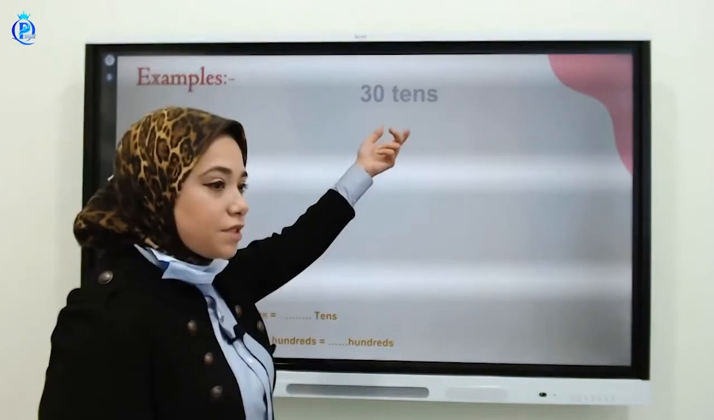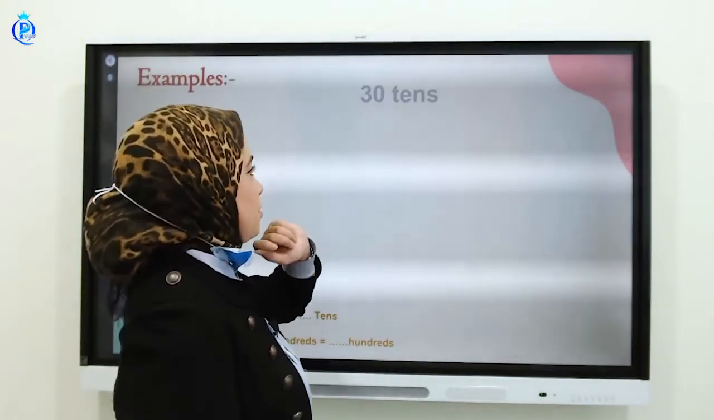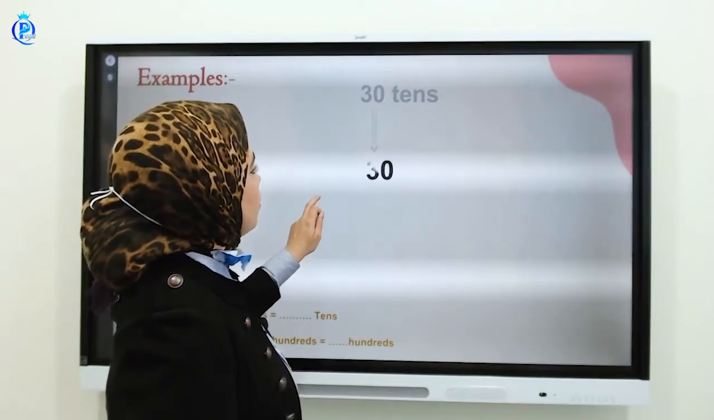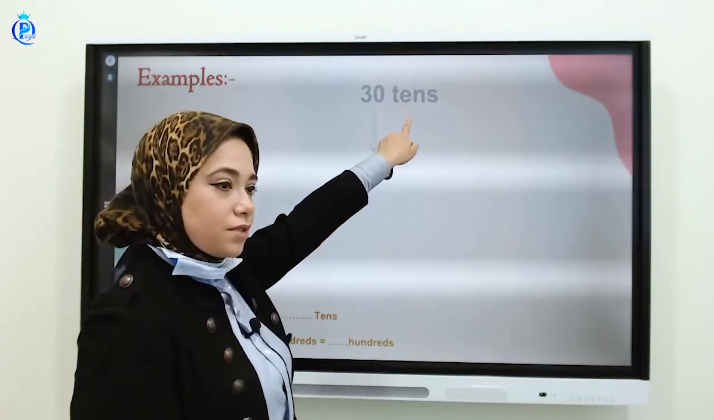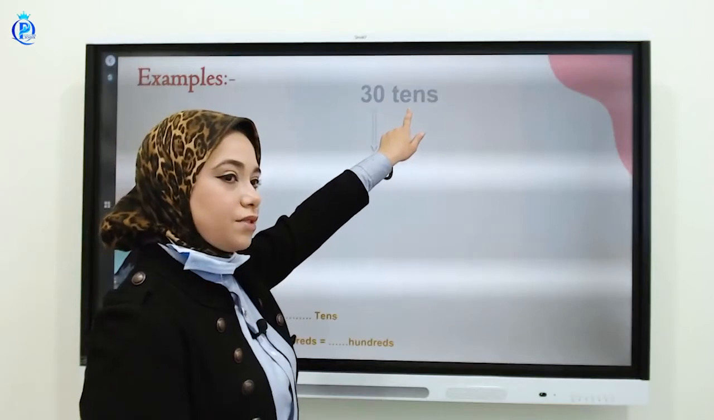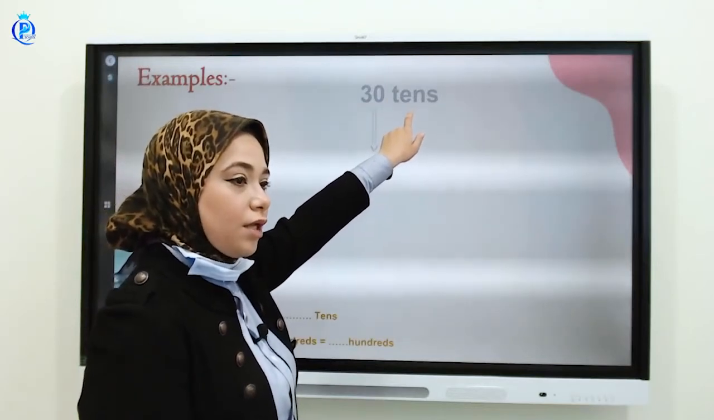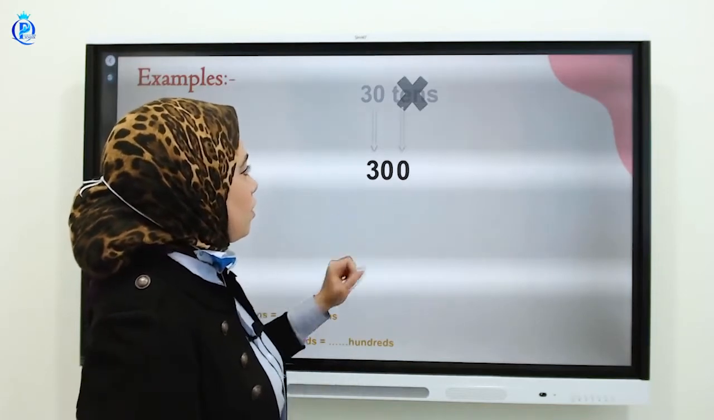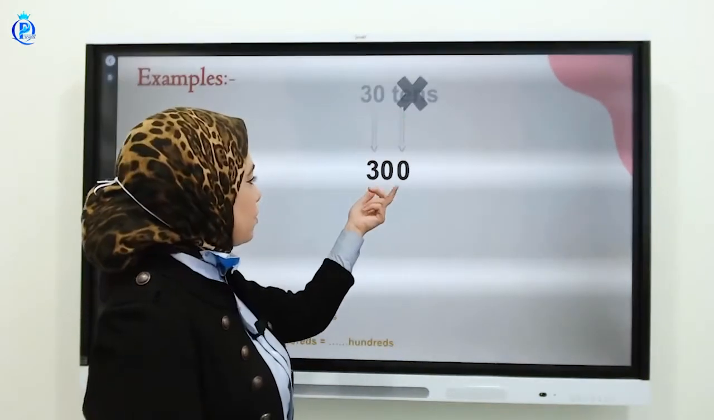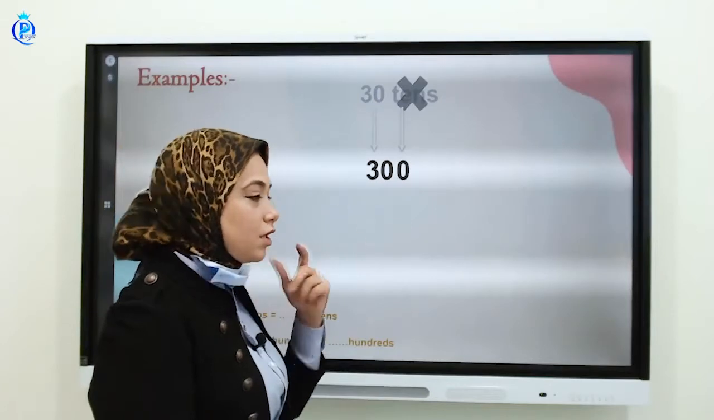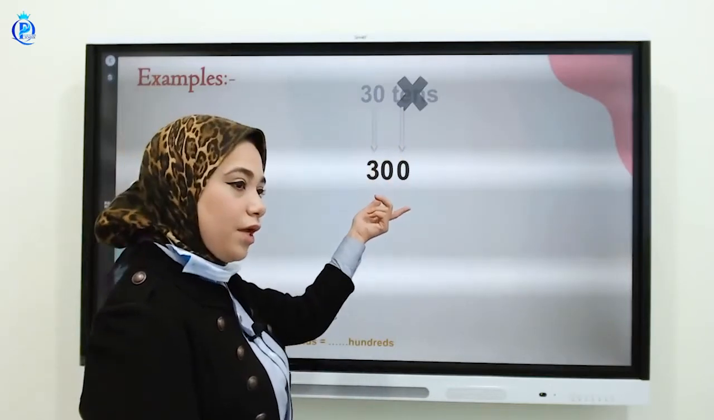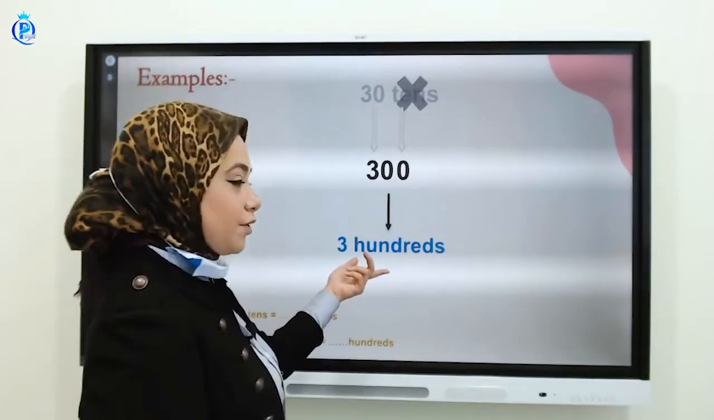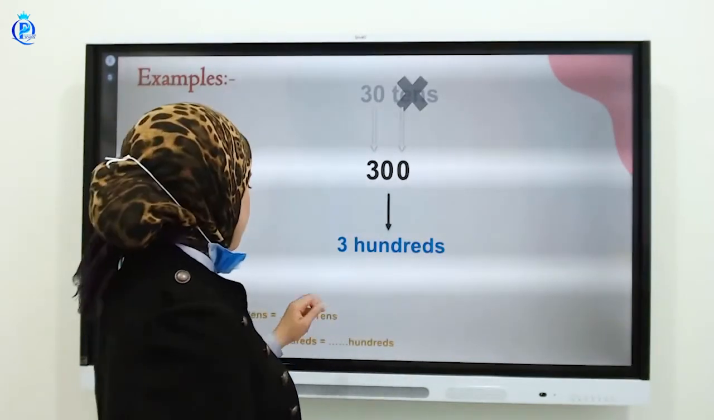Okay, look at this. I have 30 tens. What if I remove this tens? What will happen? Can you tell me? I will put 0. So 30 tens is 300. Right or wrong? 30 tens is 300. Okay? So it's 300s.